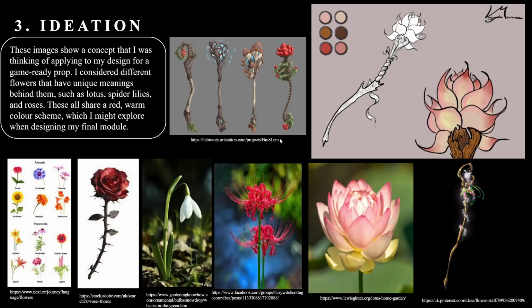Ideation number 3 showcases a more nature, meadow kind of vibe for a staff. This is the main concept that I'm thinking about doing. This showcases my exploration of different flowers, such as spider lilies, lotuses, roses, and raindrops, which are beautiful flowers which I love to create staffs for. The top right corner showcases a drawing that I came up with. It was the concept of the staff that I would like to design, and also a color concept for that as well.